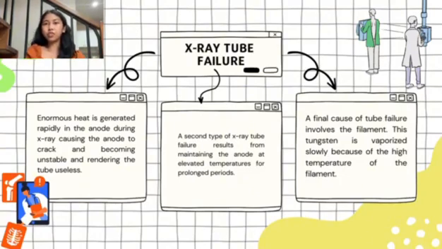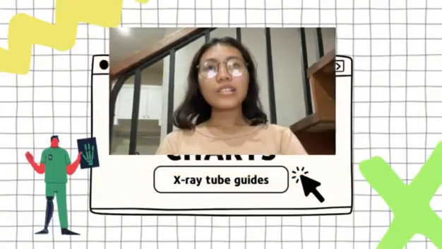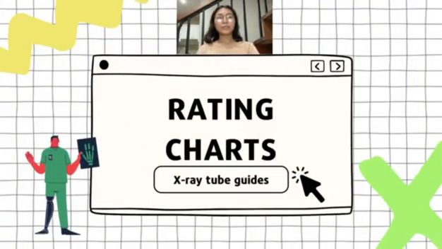A final cause of tube failure involves the filament. The tungsten is vaporized slowly because of the high temperature of the filament. This tungsten, together with that evaporated from the anode, may disturb the electric balance of the X-ray tube, causing sudden intermittent variations in tube current, which frequently result in sparking and tube failure. The most common reason for sudden tube failure is electron sparking from the filament to the enclosure because of tungsten that has been vaporized.